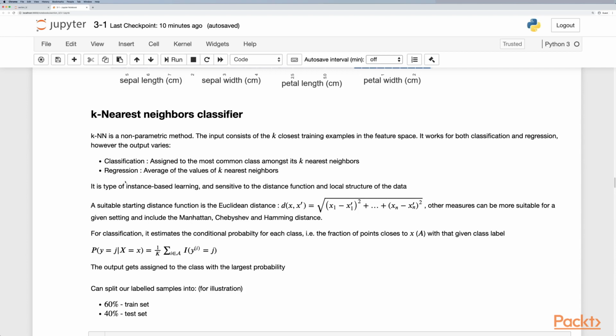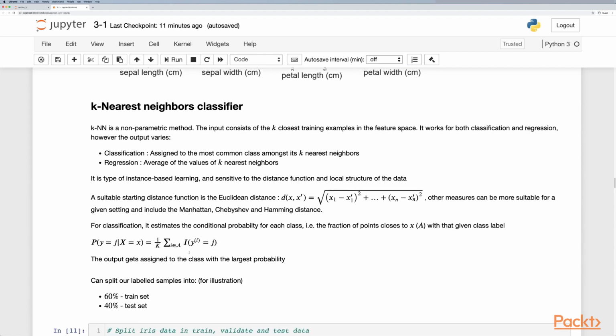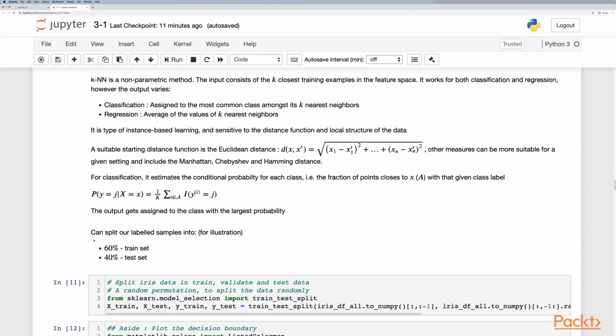It is an instance-based learning algorithm, and is sensitive to the distance function and local structure that we use. Now, we normally start with the Euclidean distance for this algorithm, however, it can support other distances as well. For classification, it estimates the conditional probability for each class as the fraction of points closest to the sample under consideration with that given class label, where I is the indicator function which is 1 when the input is true, and the output gets assigned to the class with the largest probability.